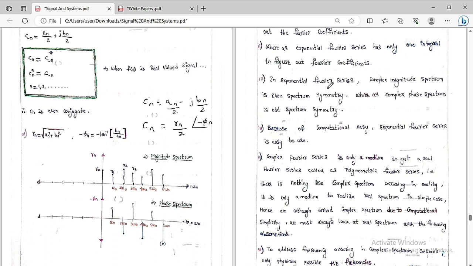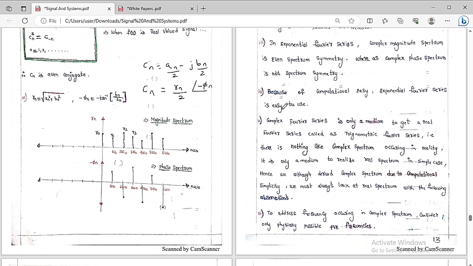So therefore, in the exponential Fourier series, the complex magnitude spectrum has even symmetry, whereas the complex phase spectrum has odd symmetry. Cn is An by 2 minus jBn by 2, a complex number. If you write it in polar format, we get Rn by 2 with the phase angle of minus phi n. The magnitude spectrum is an even spectrum, and the phase angle spectrum is an odd spectrum. So we can say that in the exponential Fourier series, the complex magnitude spectrum has even symmetry, whereas the complex phase spectrum has odd symmetry.